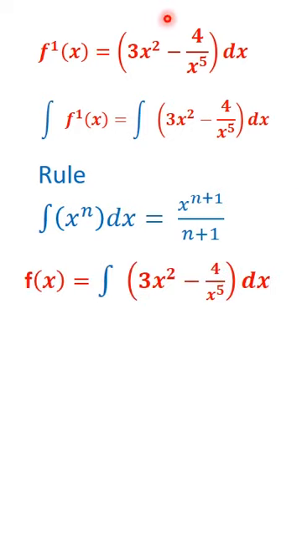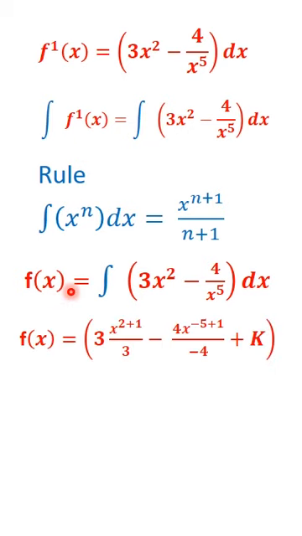So let's introduce the integral. When we integrate this, we have the function f of s. Integrating that will be s raised to power 2 plus 1, divided by 3, which is 2 plus 1. And then we can rewrite this: 4 over s raised to power 5 is the same thing as 4 multiplied by s raised to power negative 5. So let's integrate that. The integral of 4 over s raised to power 5 is going to be 4 multiplied by s raised to power negative 5 plus 1, divided by negative 5 plus 1, which is negative 4, then plus the constant.